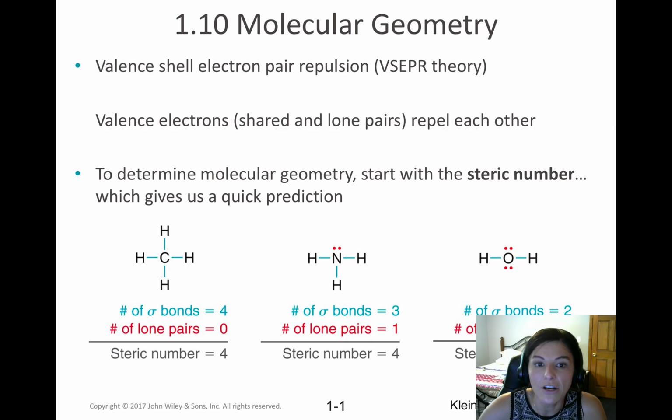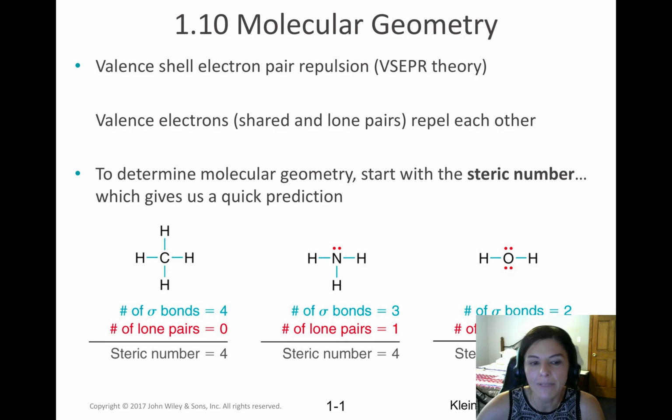Okay, the steric number is defined as the number of sigma bonds plus the number of lone pairs around an atom. Again, sigma bonds, we're not counting pi bonds. Okay, remember from the last set of slides, I told you that was going to be important to remember when double and triple bonds, which were sigma, which were pi. Sigma bonds only count, okay?